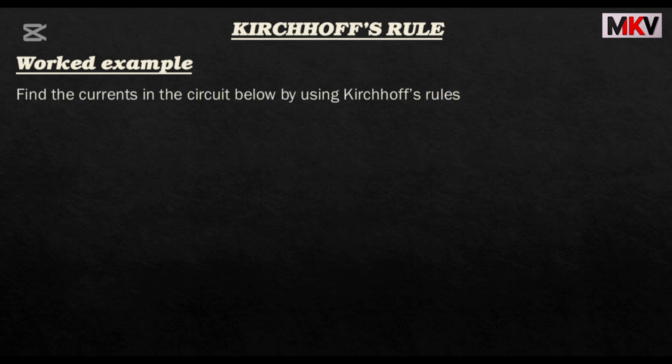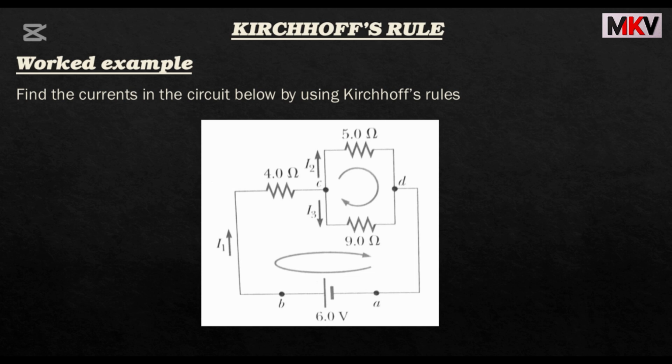So the question is, find the current in the circuit below by using Kirchhoff's rules. Here is our diagram. In our diagram, here is our first loop, and our first loop is moving from A to B. If you can see the arrow, it is moving from A to B. That's the first loop. And the EMF source is moving from minus to plus. So take note of this.